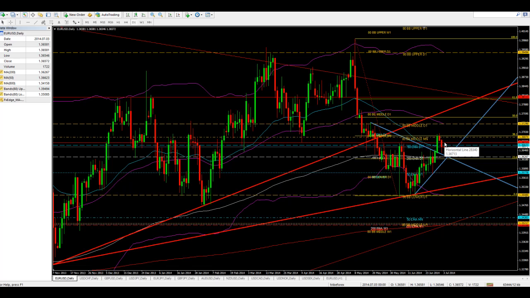Mostly I've got my eye on a sell. I'm also going to look for price to get to 136.71, and I'm going to be looking for a sell off of 136.71. So my zone here is 136.71 to 136.26 on the euro dollar. So look out for that.